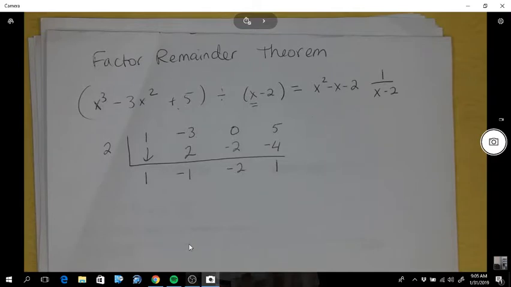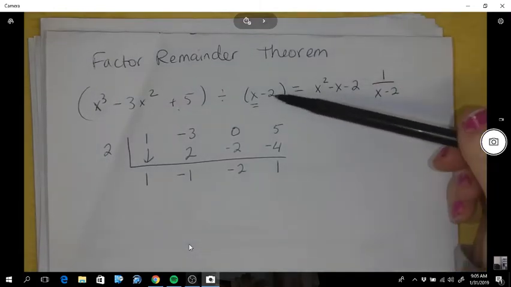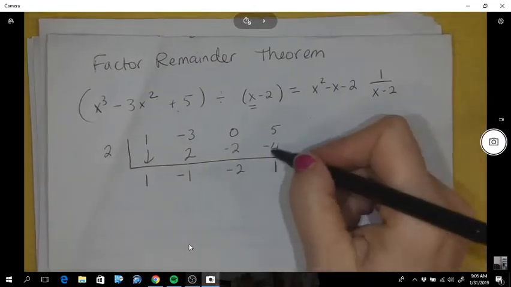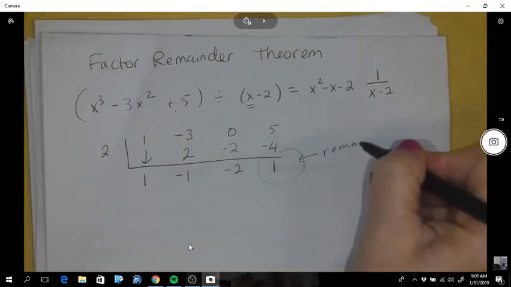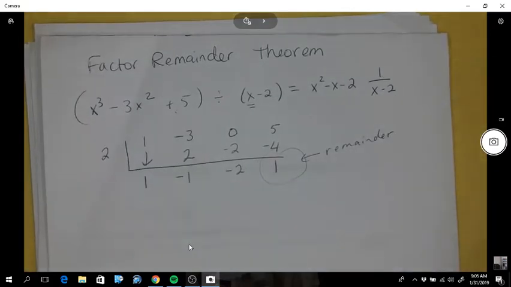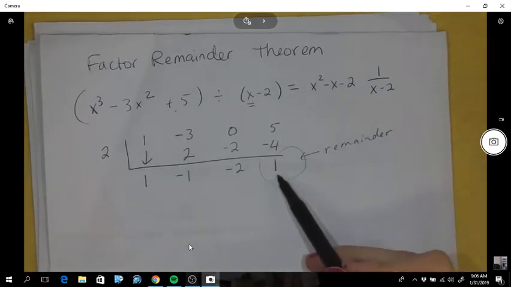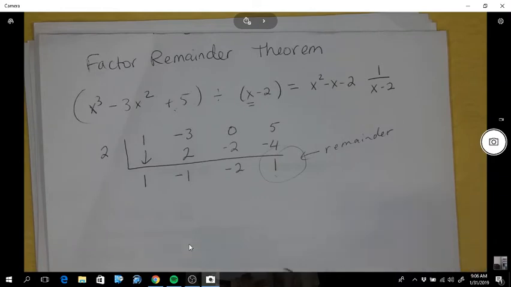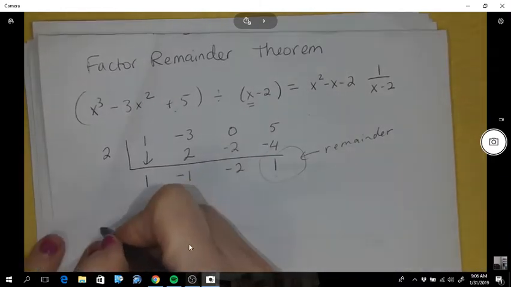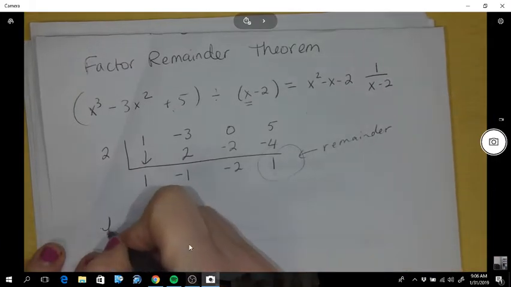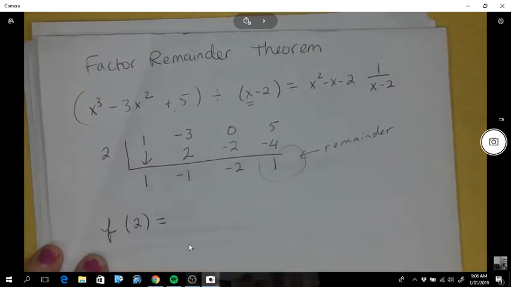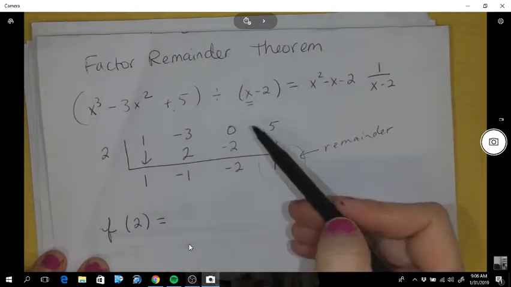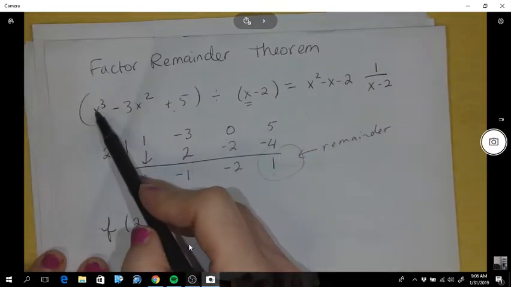Okay, so what if I just want to know the remainder, or if I want to know if it's divisible? So obviously this is not a factor because it had a remainder of 1. Okay, so it's not a factor. If this number comes out as 0, or if there's no remainder, then it is a factor. So the shortcut for just the remainder is to plug 2 into f of x. So I'm going to plug the zero, 2, into this equation.